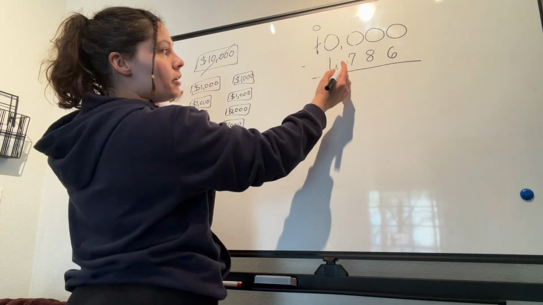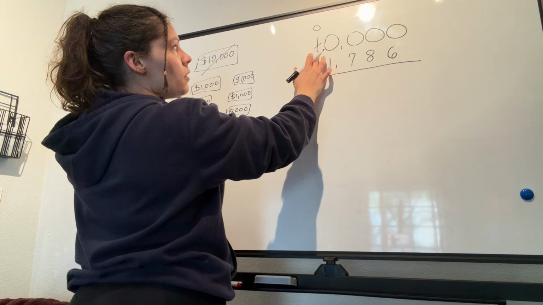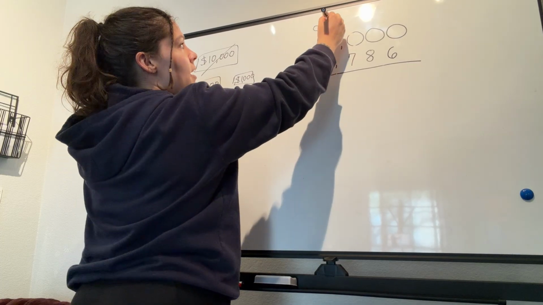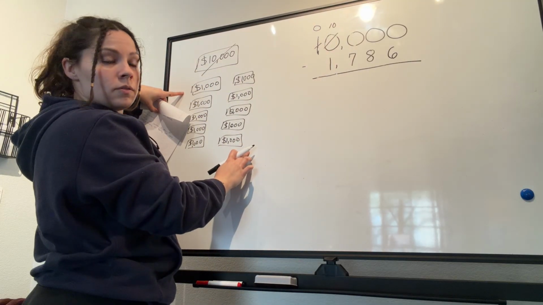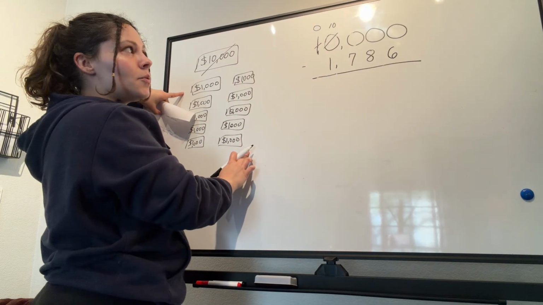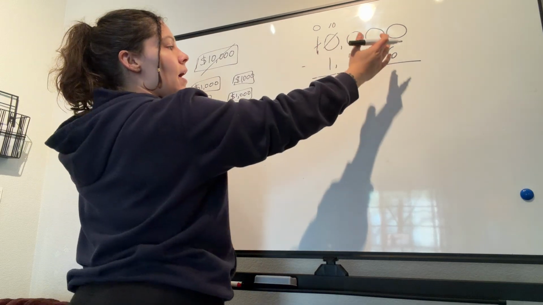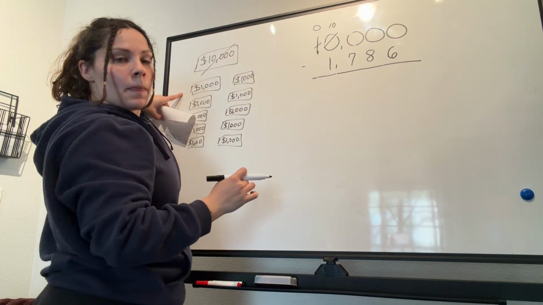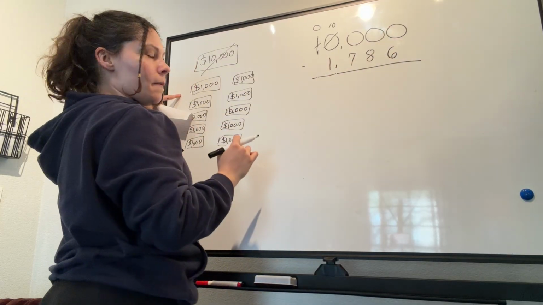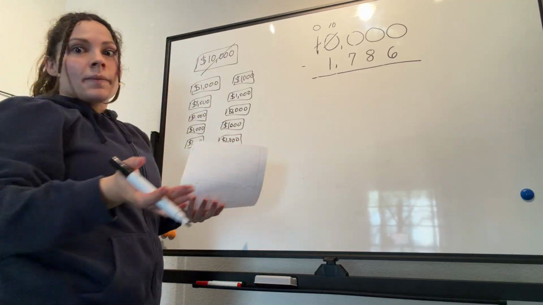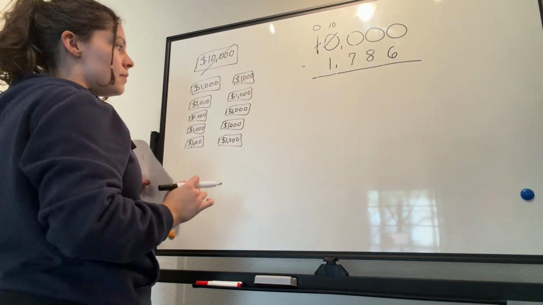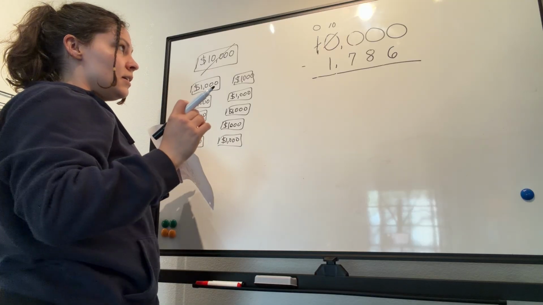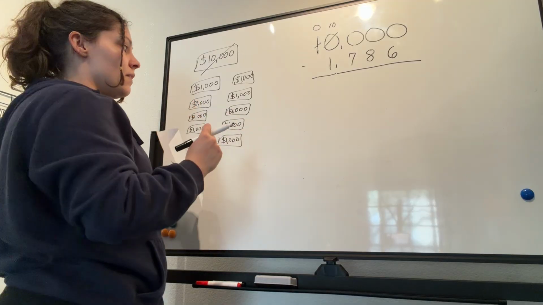Now over here on my problem, I no longer have that $10,000 bill, but in the thousands place I have 10 $1,000 bills. But that's still not what we need. We need to continue to go back until we can take away a number from the 6, because that's where we have to start, all the way over here on the right. So what am I going to do? I have 10 $1,000 bills, so I'm going to take a $1,000 bill and make it even smaller.